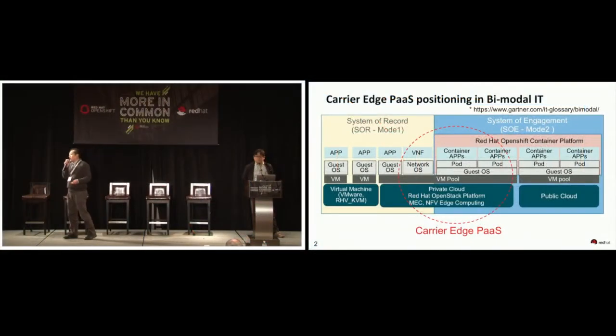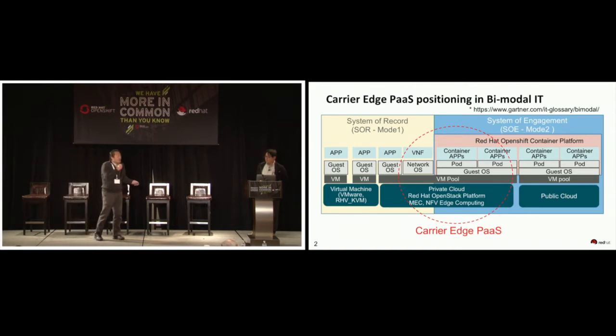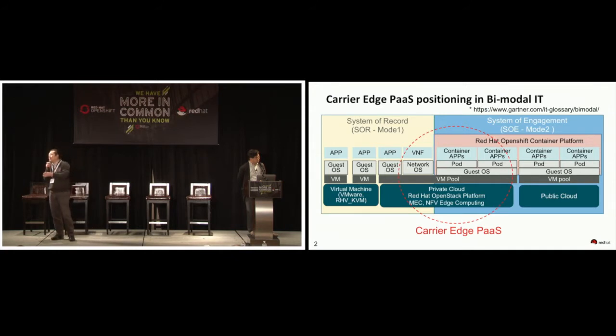And the SOE allows for the creation of the system and the process, which are the agile and the fast. SOE focuses on the DevOps and the continuous improvement. We call it Kaizen in Japan. Carrier Edge PaaS can harmonize the SOR and the SOE style. Carrier Edge PaaS provides an application DevOps environment for the main business player using the OpenShift container platform on top of the OpenStack NFV computing infrastructure. That's based on the SOR style.